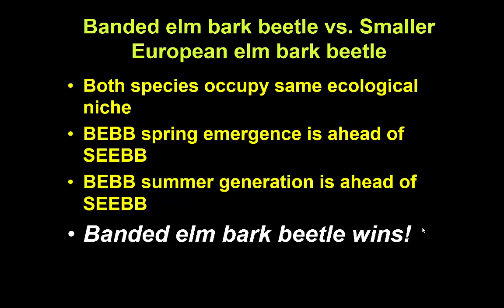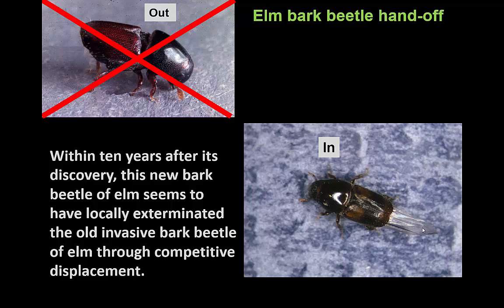However, the banded elm bark beetle adults come out earlier, a couple weeks earlier than the smaller European elm bark beetle. And the second generation also is ahead. So what we have is a situation where the banded elm bark beetle has progressively pushed away the previous bark beetle through competitive displacement. Within 10 years after its discovery, this new bark beetle of elm seems to have largely exterminated the previous elm bark beetle. One of the very few cases where we see competitive displacement, certainly in such a dramatic way, being affected by any kind of insect.